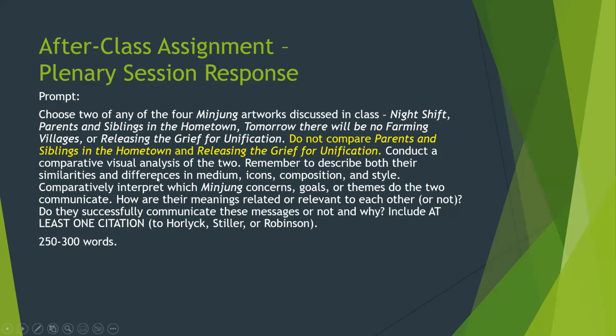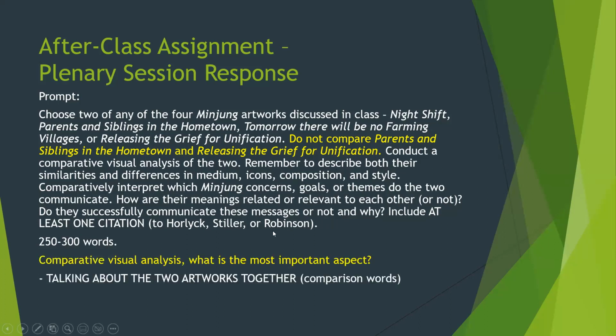I will also say this, a lot of students forget to talk about how they're similar, especially when you pick 2 that are very different from one another. So remember to describe both, and then talk about their mediums, their icons, their composition and style. So here's the question: comparatively interpret which Minjung concerns, goals, or themes do the 2 communicate? How are their meanings related or relevant to each other or not? Do they successfully communicate these messages or not, and why? And you need at least 1 citation to Horlick, Stiller, or Robinson. 250, 300 words. Most important thing, use comparison words. Okay, we got that? Are there any questions about the prompt here?